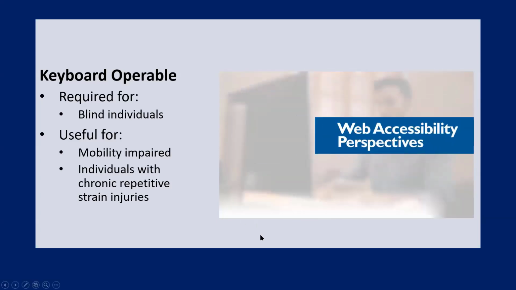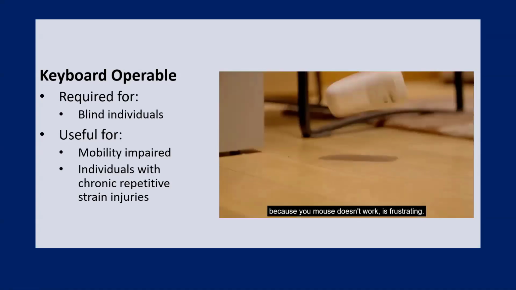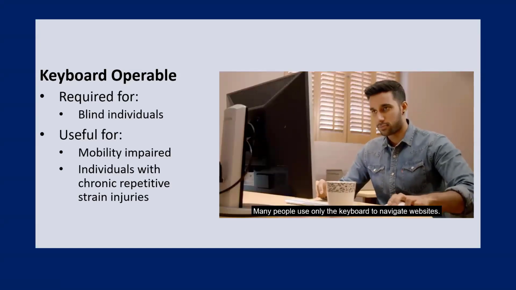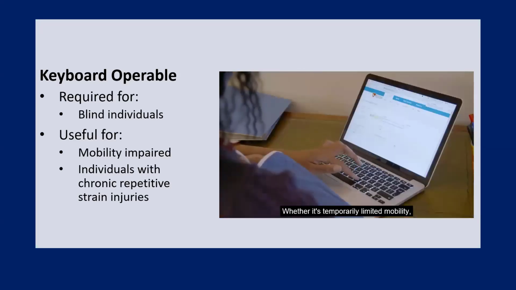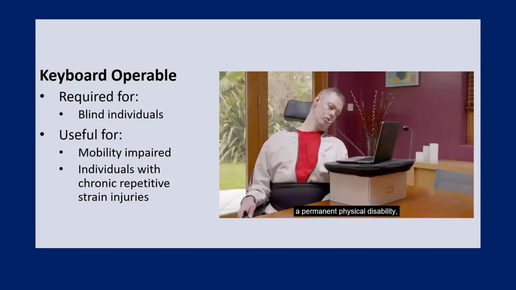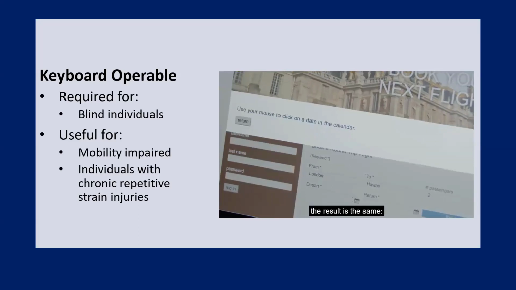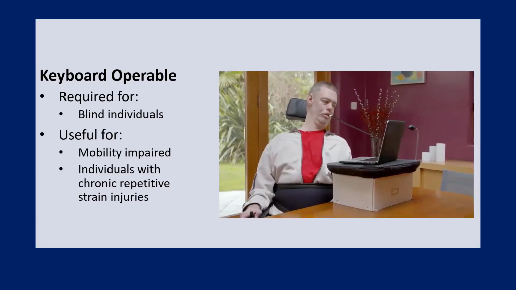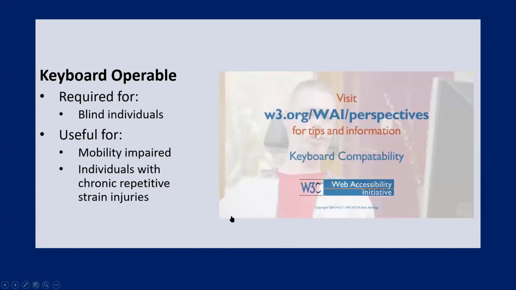Web accessibility perspectives. Keyboard compatibility. Not being able to use your computer because your mouse doesn't work is frustrating. Many people use only the keyboard to navigate websites, either through preference or circumstance. Whether it's temporarily limited mobility, a permanent physical disability, or simply a broken mouse, the result is the same. Websites and apps need to be operable by keyboard. Web accessibility. Essential for some, useful for all.